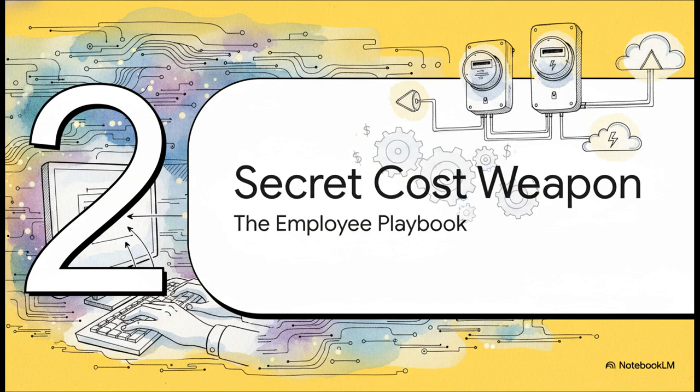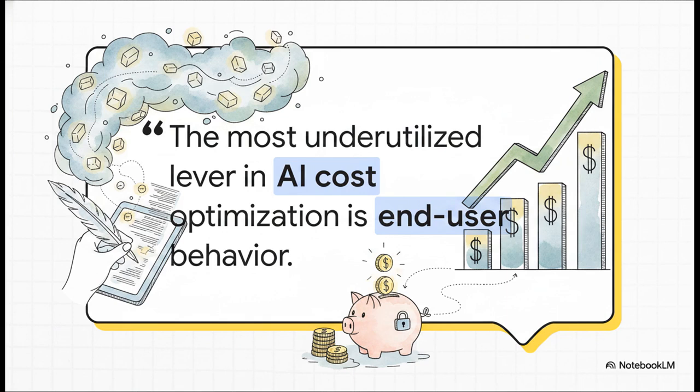This is the employee playbook. Now here's the twist. Platform engineers can optimize the tech, and procurement can haggle over contracts all day long, but literally none of that stops the meter from running when thousands of employees are firing off inefficient prompts. As you can see, the absolute most underutilized lever in AI cost optimization is end-user behavior.